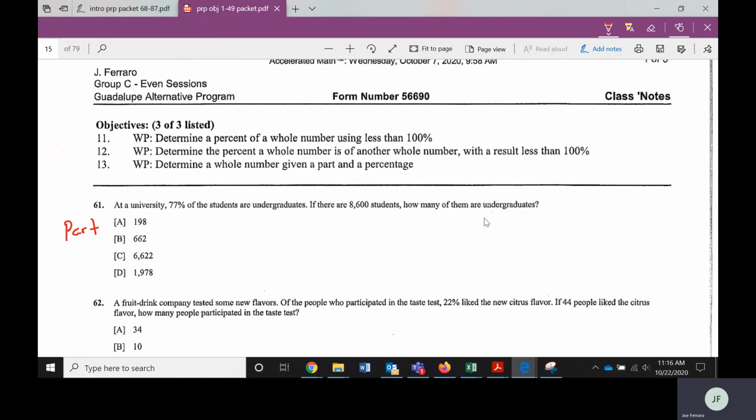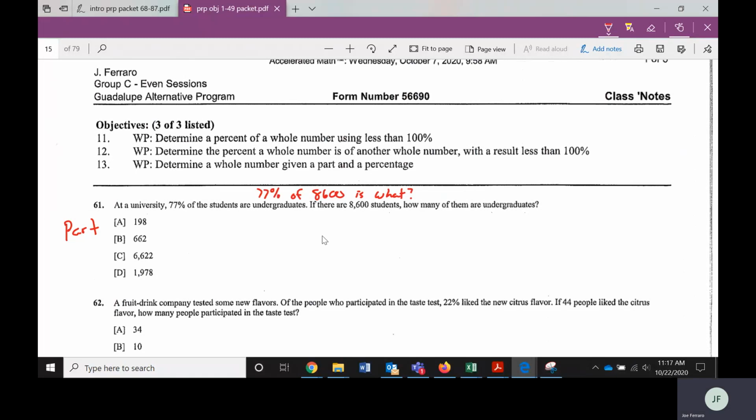Now, some other people need to write this in a different way to make sense for them. So they might rewrite it: 77% of the students, and the students are 8,600, and they would say is what? If that makes it easier, if you think you can rewrite it like that, that's fine. Then you'd have a percent after the word of, is 8,600, and you're looking for what? So whatever way makes most sense to you.